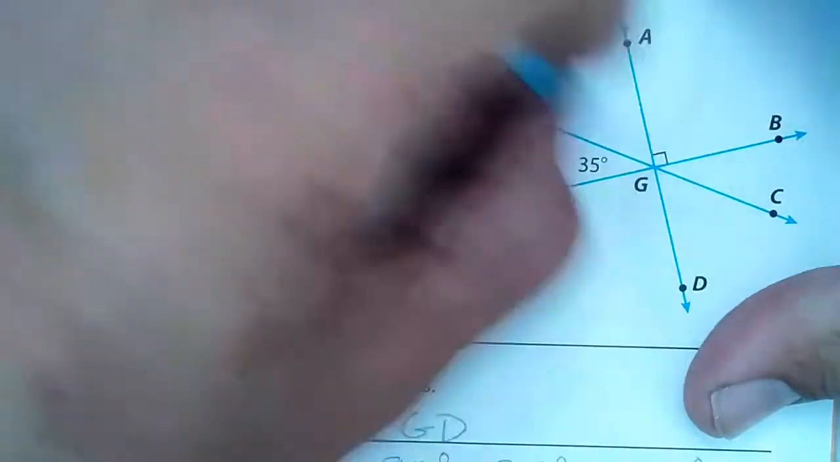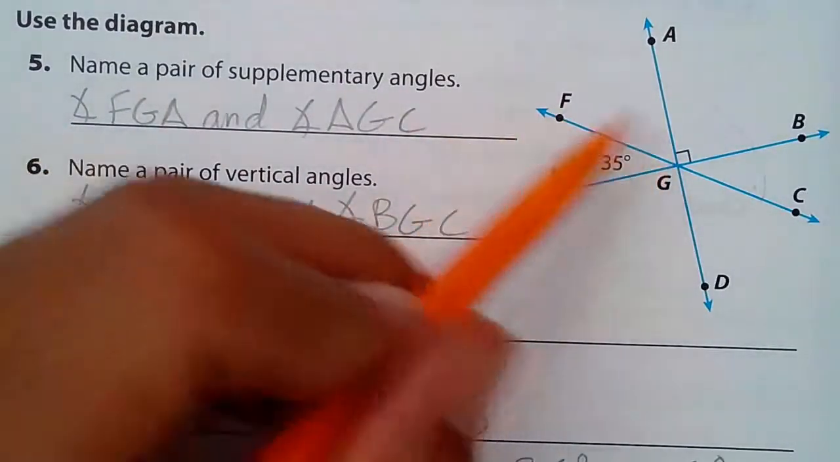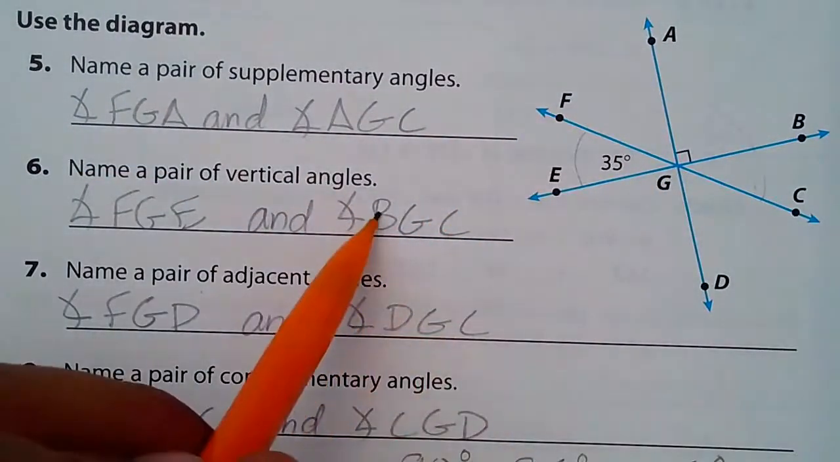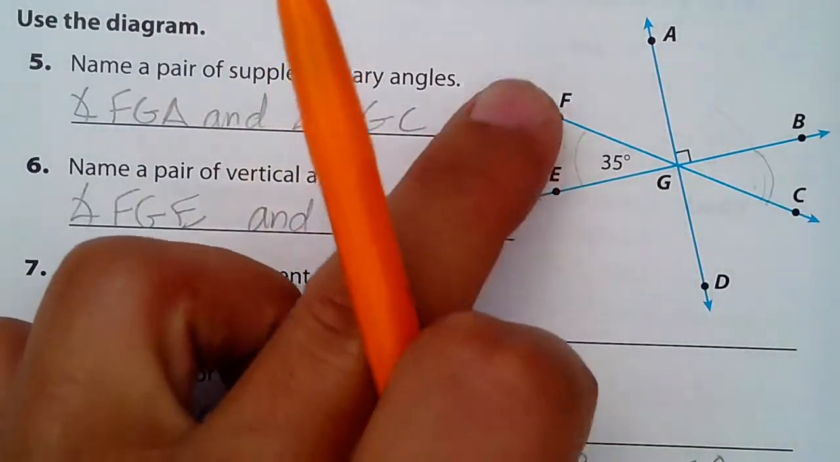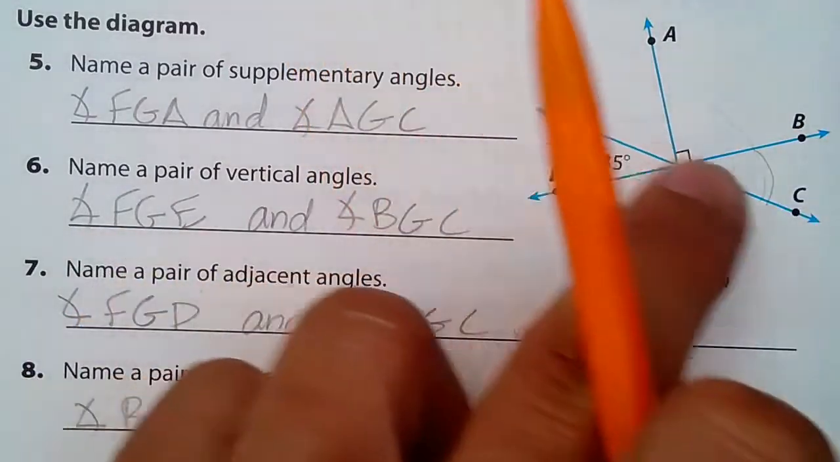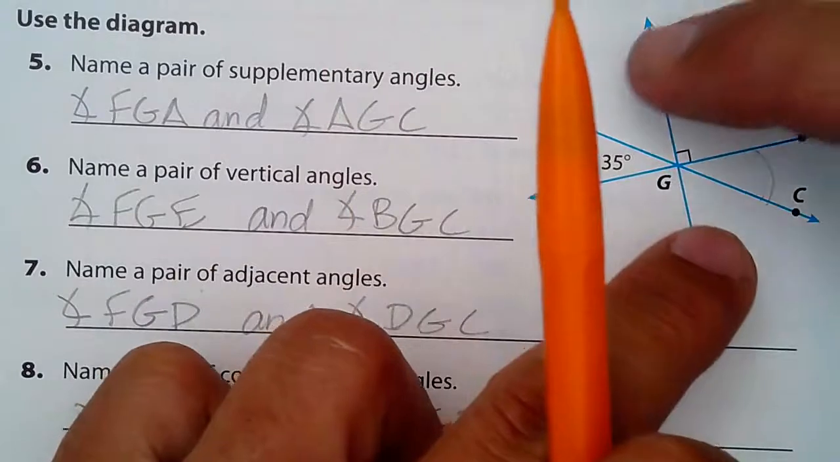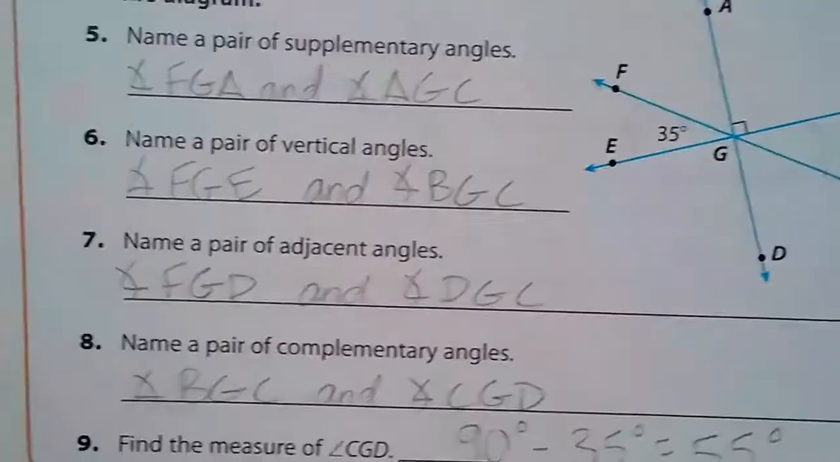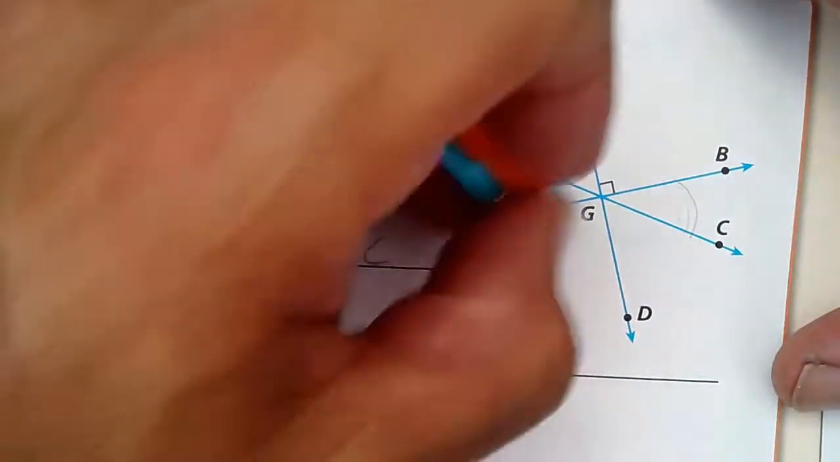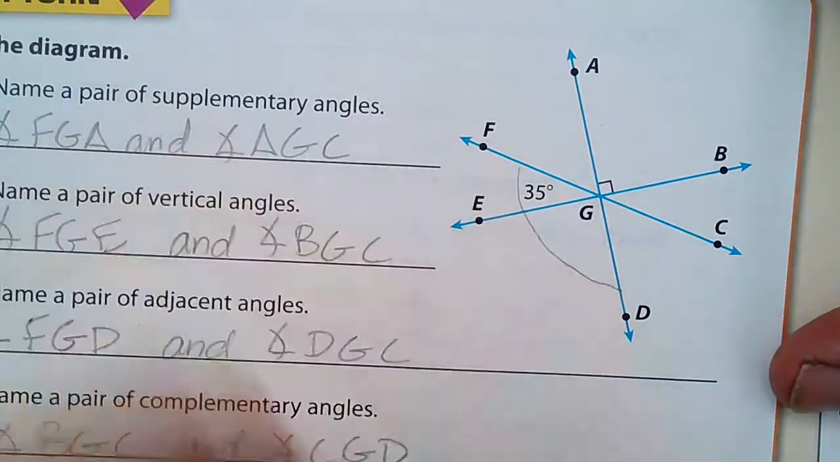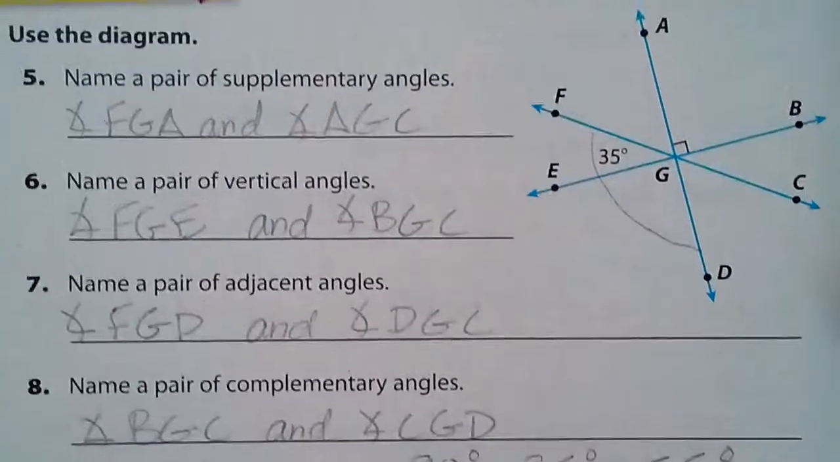Vertical angles. Well, we have several choices here, but I chose angle FGE, so this one, and it has to be BGC. So once I choose that, BGC, vertical, they're opposite of each other. And I look for the X's right there. That X right there, and then I look opposite. I could have chosen many other options. I just picked that one. Name a pair of adjacent angles. Okay, FGD. So FGD, that's this angle here. And DGC.